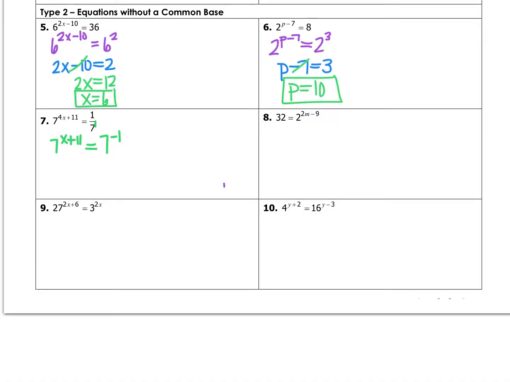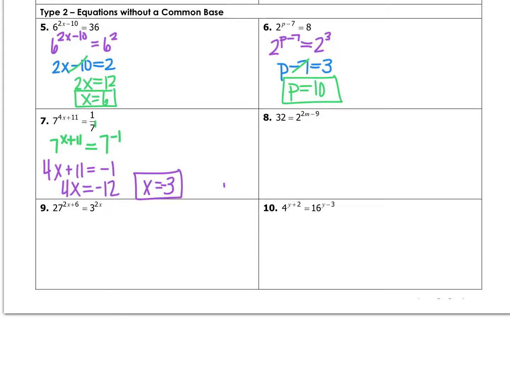So that 7 was in the denominator, and it's being raised to the 1st power, essentially, because there is no exponent on it. By moving it to the numerator so that it has the same base as this side of the equation, it's to the negative 1 power. So now I have a simple equation to write and solve. Go ahead and finish this problem.